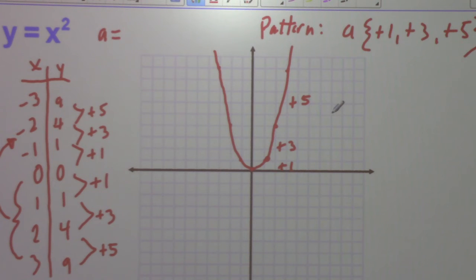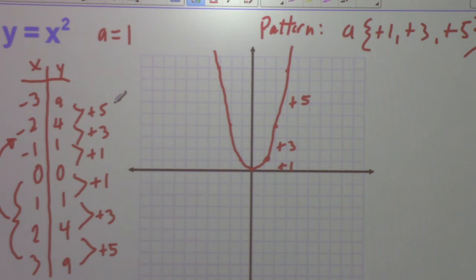What number is A? In this case, 1. A is 1. Who said 1? Oh, Hannah. Very good. A is 1. And so what we're going to do is look at other parabolas and be able to use different A's, and we're going to translate these things left and right. So translation left, translation right.